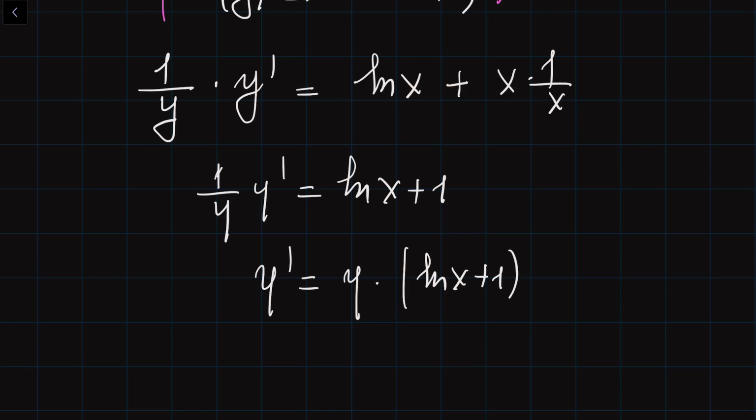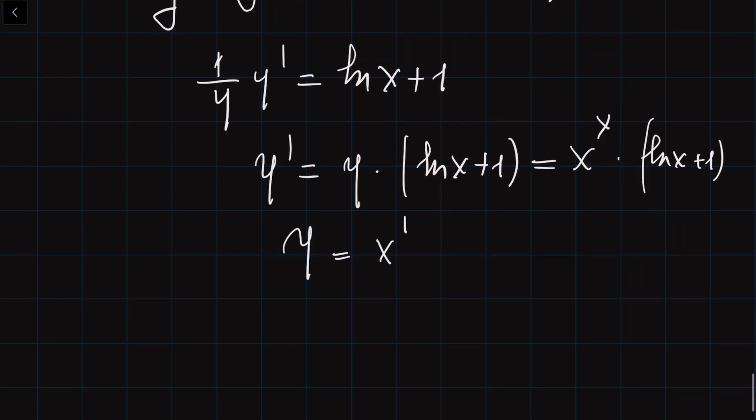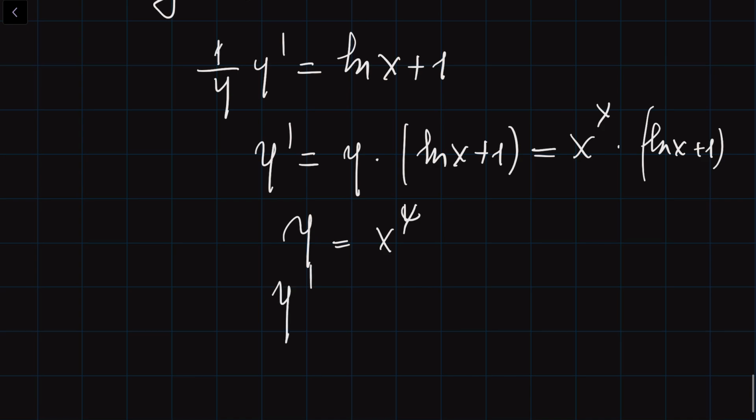Do you remember what y was? It was x to the power of x. So if y is equal to x to the power of x, then y prime is equal to x to the power of x times (ln of x plus 1). Okay? So it is kind of an interesting example where we need to use implicit differentiation.